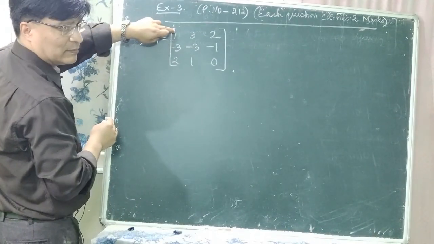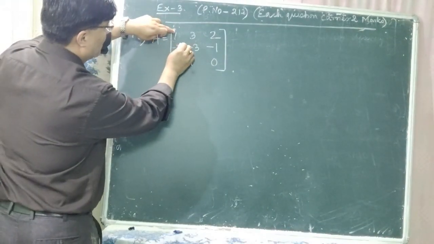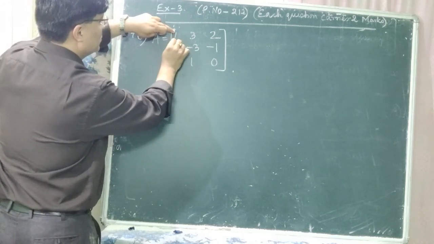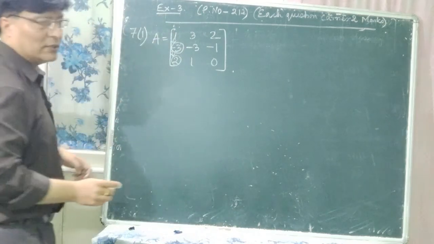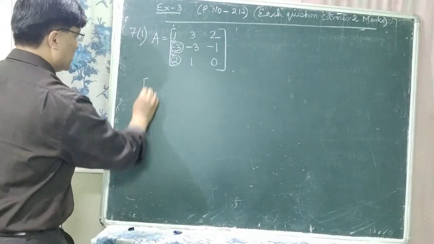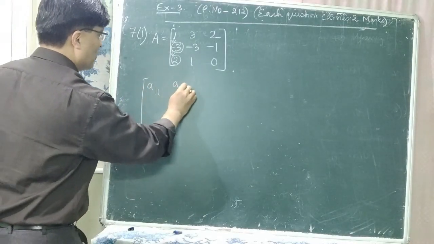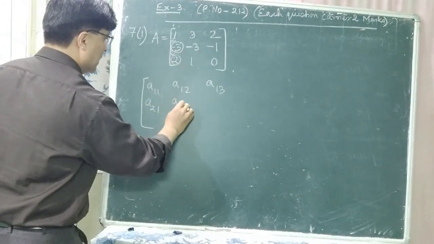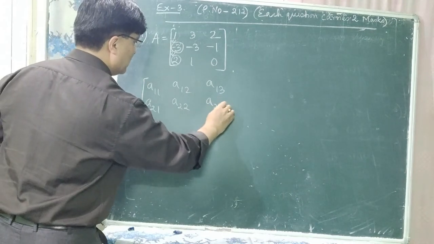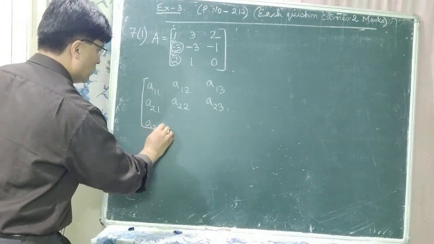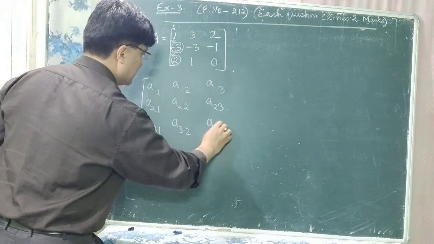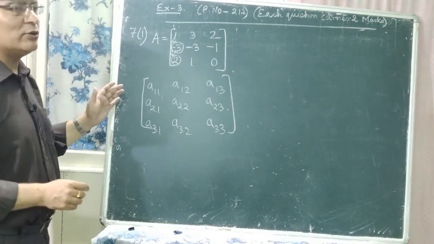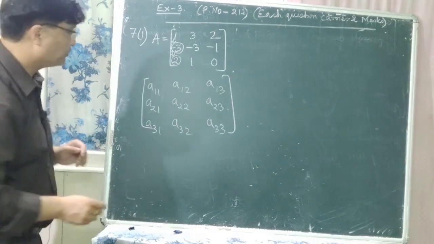It is already 1, right? Now you have to make this minus 3 and 2 into 0. That means you have to go in this downward direction. So let us write it as A11, A12, A13, A21, A22, A23, then A31, A32 and A33, right? So in this case, how can you get the inverse of the matrix A?